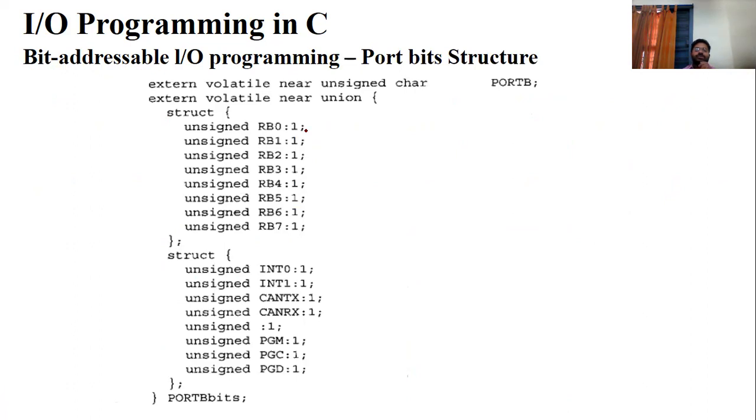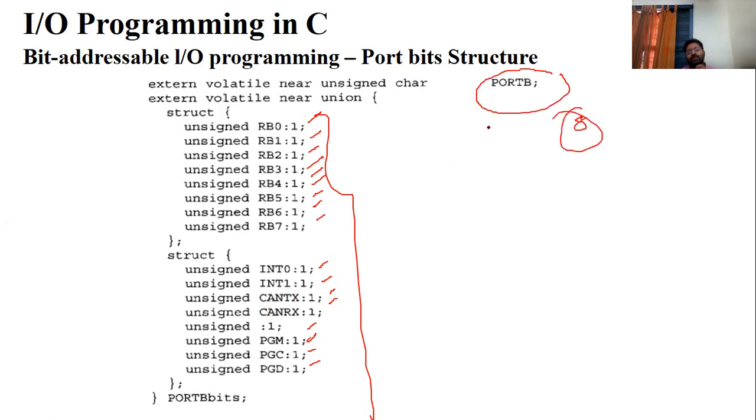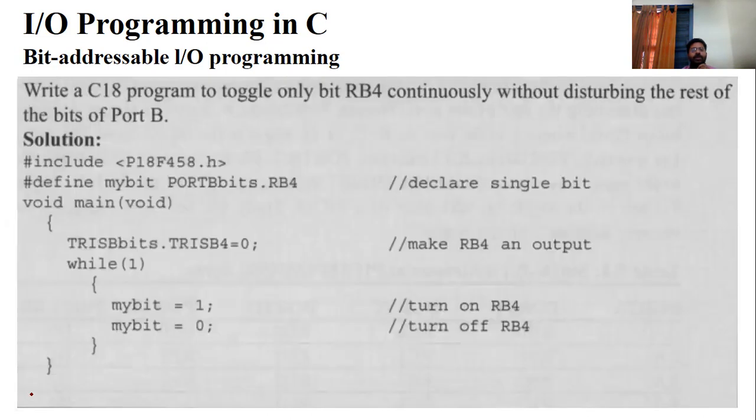So bitwise operation, you know that. This is a program for writing bitwise operation: unsigned RB0, RB1, RB2, RB3. Every bit we are going to represent here. For suppose port B, how many bits do we have? 8 bits. You must represent the 8 bits in series, RB0 to RB7. Maybe you have 0, maybe you have 1. Every bit you are going to represent.